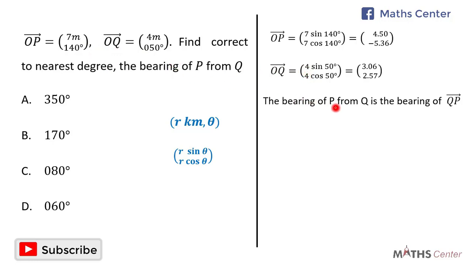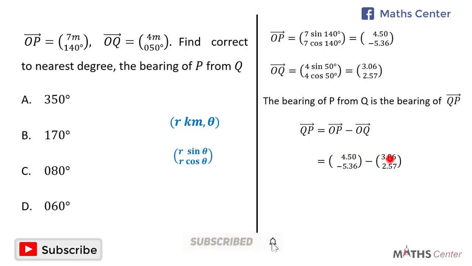The question says that we should find the bearing of P from Q. The bearing of P from Q is the bearing of the vector QP. So we first have to find the vector QP. The vector QP is equal to the position vector of P, which is the same as the vector OP, minus the position vector of Q, which is the same as the vector OQ. We have the components of vector OP and the components of vector OQ, so we can find vector QP.